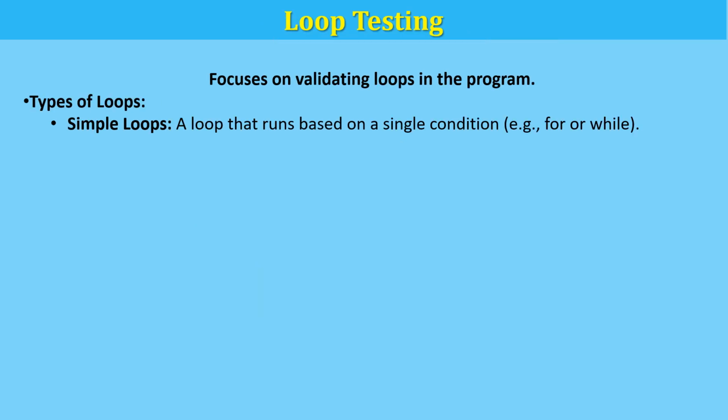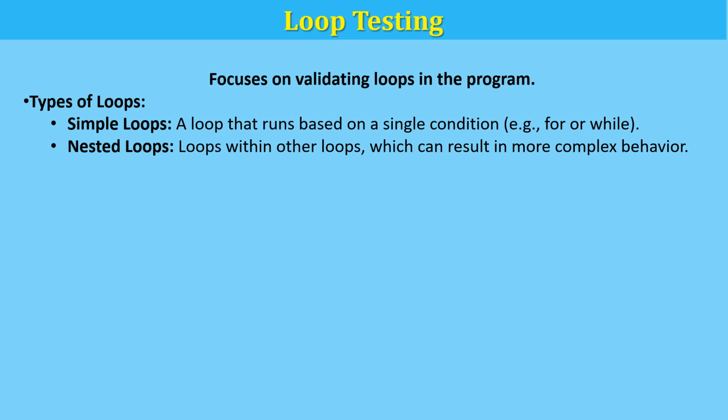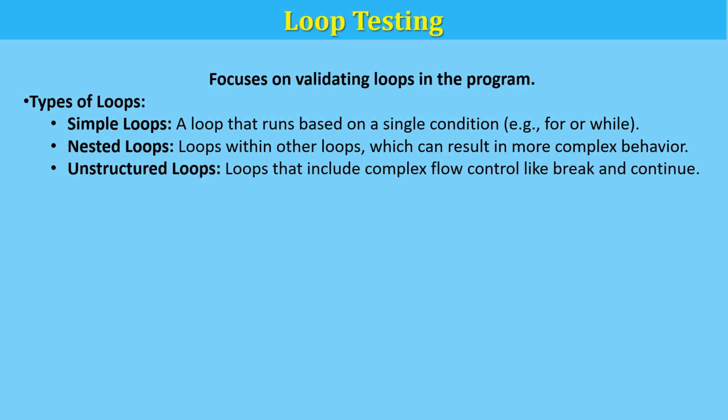Loop testing. Loop testing is essential for ensuring that loops in the code behave as expected in all scenarios. Loops are especially prone to off-by-one errors and infinite loops, which can significantly affect the program's stability. Different types of loops such as simple loops, nested loops, and unstructured loops need to be tested under varying conditions.